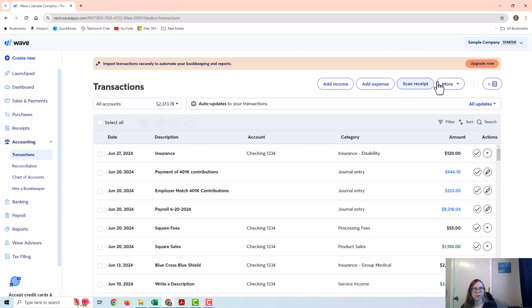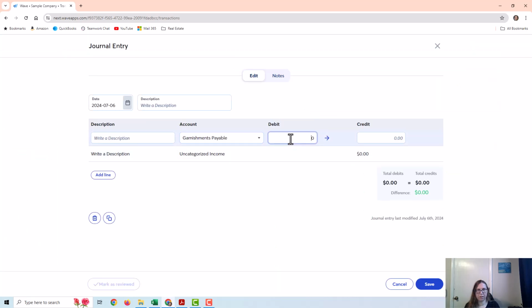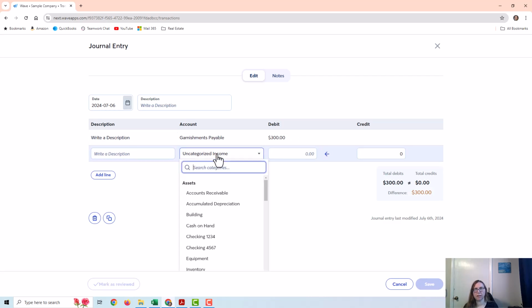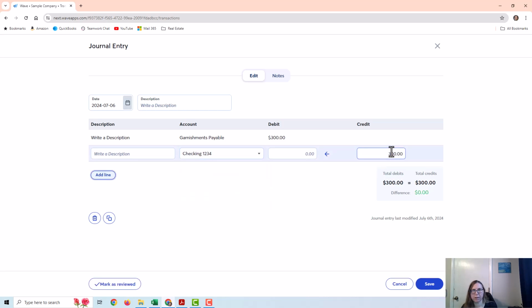Now let's go back and show a payment to pay the garnishment. They were paying the garnishment. It would be a debit. When you pay a debt, it's a debit to the debt account. And then we're subtracting it from checking, so it is going to be a credit from checking.